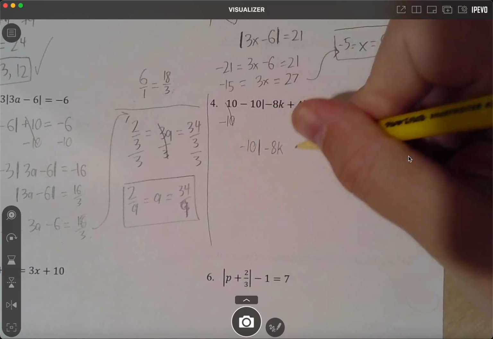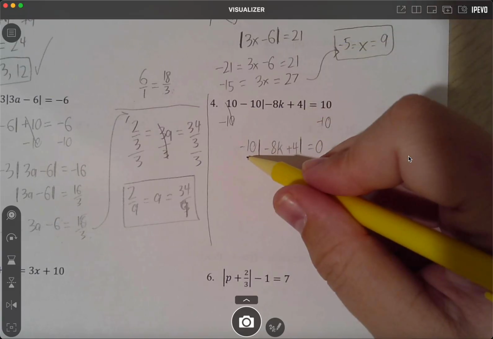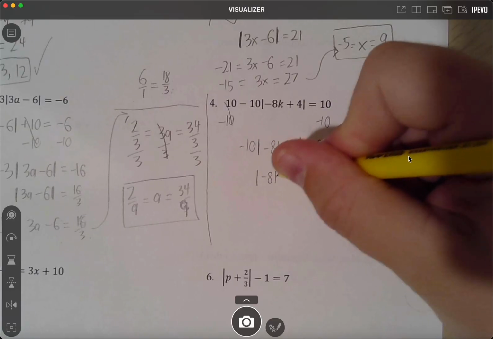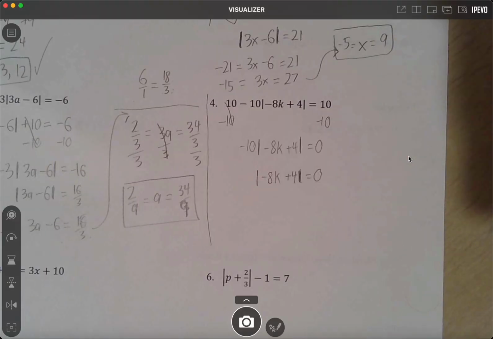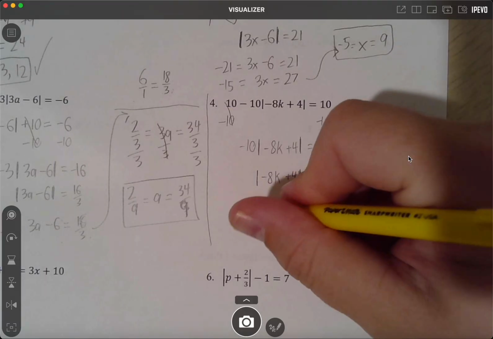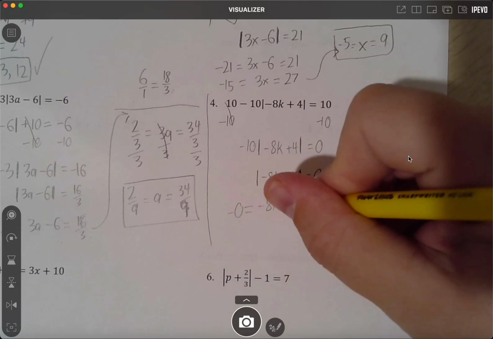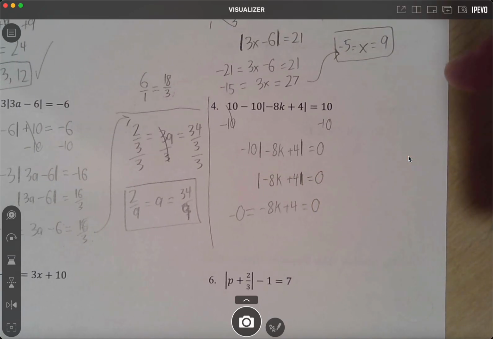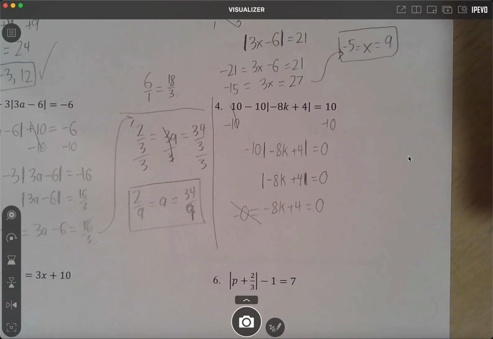I've got my -8k plus 4 equals 0. I now have this -10 multiplying, so I need to divide it. But this is going to be interesting. 0 divided by anything is still just 0. And now, here's where things really get interesting. I technically have -0 on the left, and I've got +0 on the right. But here's the idea. -0 and +0 are still just 0. So I don't actually need the other one this time.